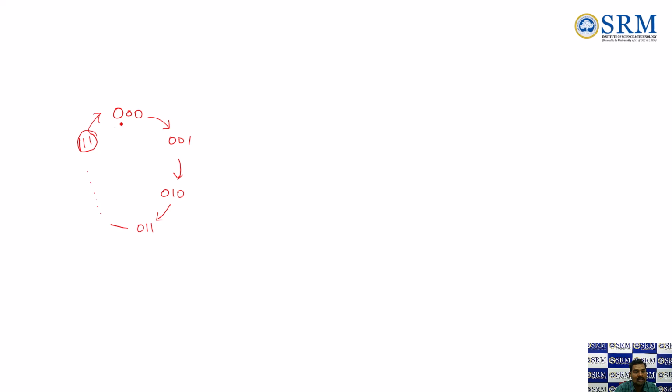If it is a down counter, there will be the reverse process. Initially it will be all ones, then it will be decreased by 1 each time, so at last it reaches all zeros. So this was the thing for the down counter, right?